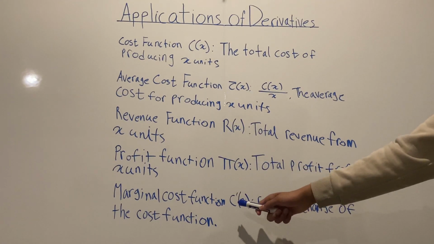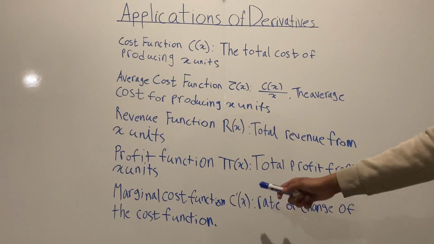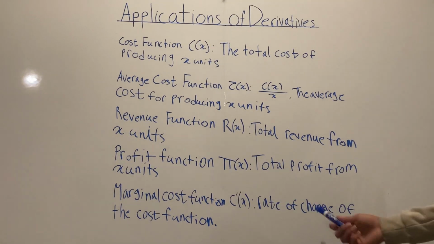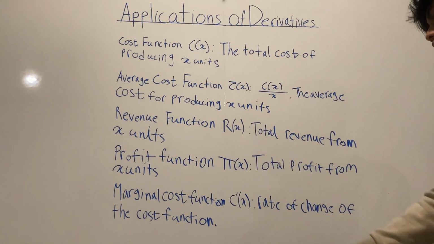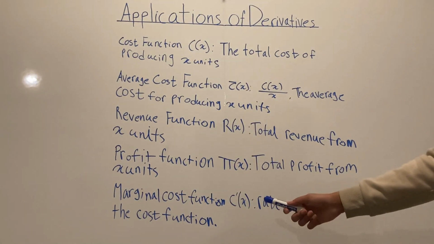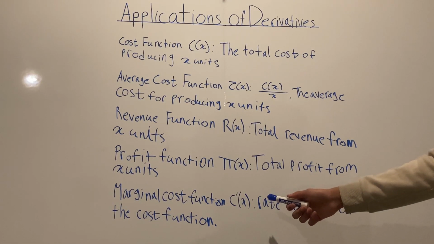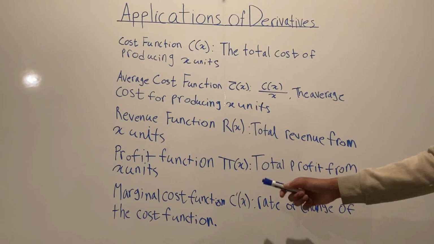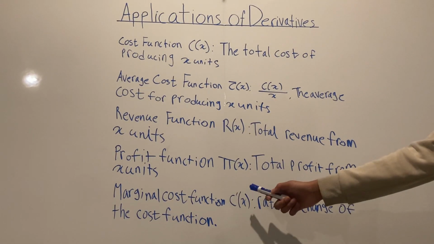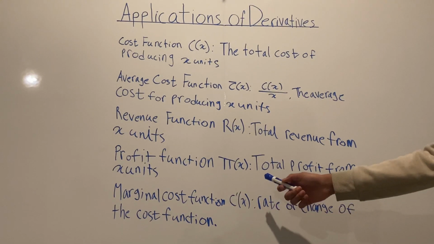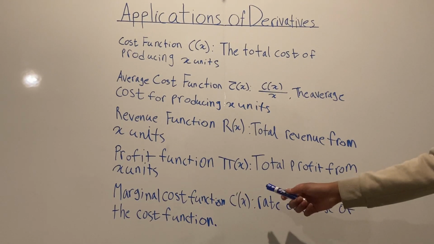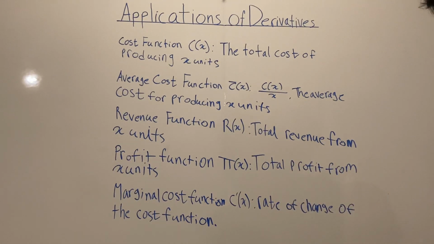And the marginal cost function, the final one, is C prime of X, which is the rate of change of the cost function, which will basically tell you how much additional cost you will bear for the company for each X unit sold. So let's say we have C prime of 3. That will give you the additional cost to create the 4th unit.